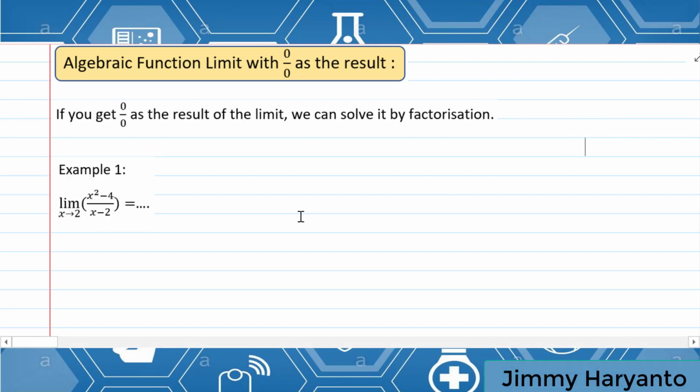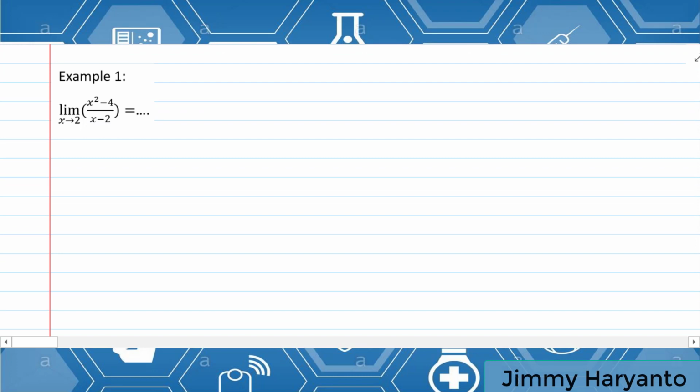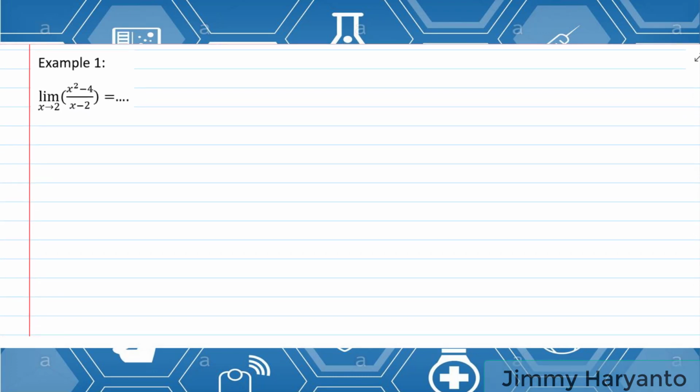Okay, so for example 1, I have this limit as x approaches 2 of (x squared minus 4) over (x minus 2). So we will try to substitute the 2 first to see if the form is common form or special form. So it will be 2 squared minus 4 over 2 minus 2, equals 4 minus 4 equals 0, and 2 minus 2 equals 0. So this is the 0 over 0 form.